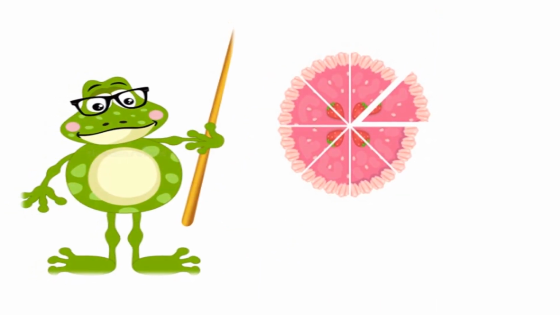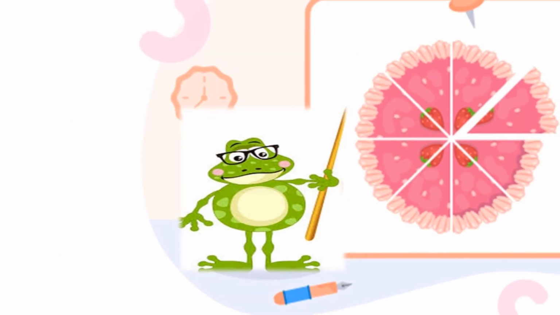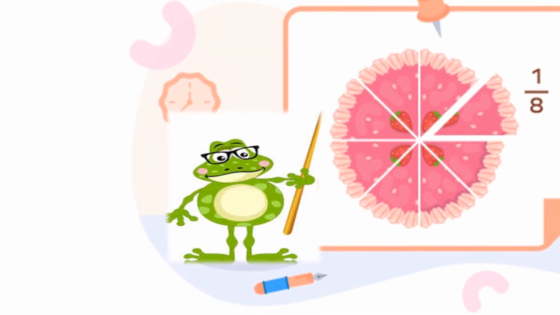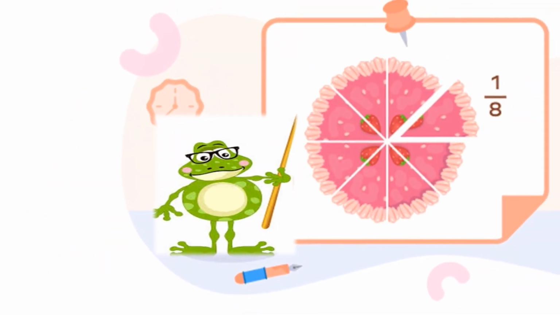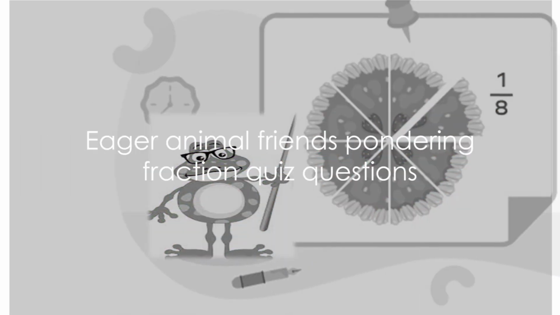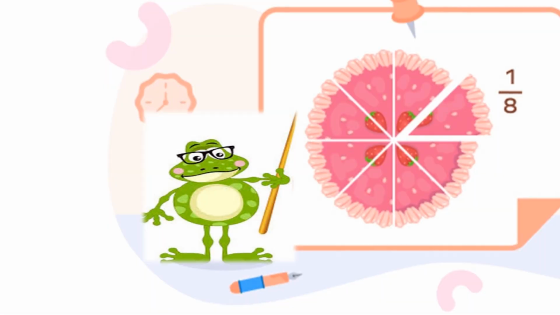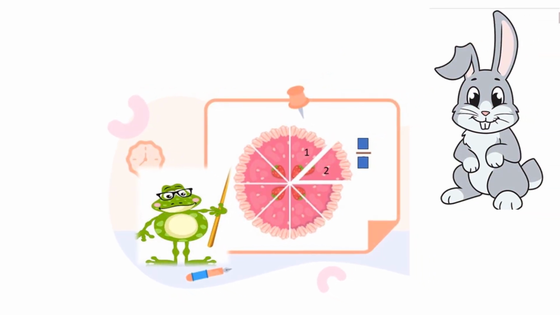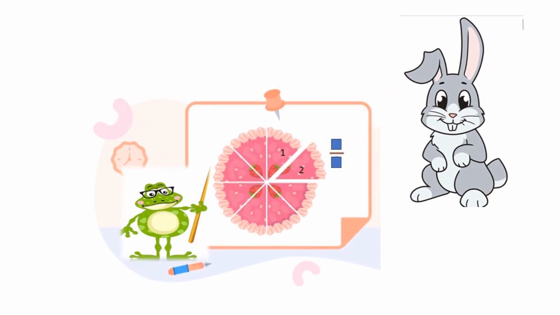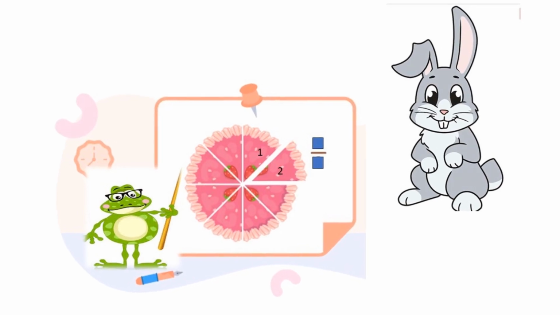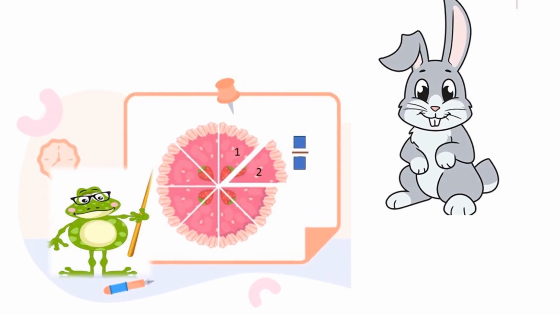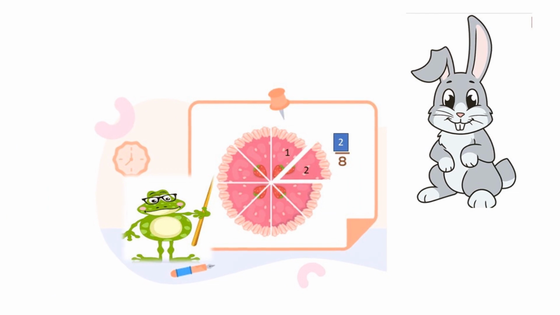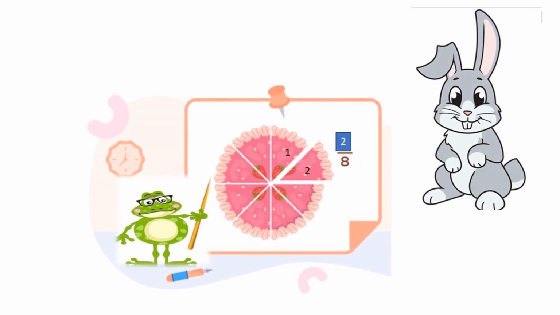His first question is, if we slice this cake into 8 equal parts, what fraction of the cake would each part be? The air is filled with eager whispers as the animals scratch their heads, thinking hard. Next, he draws Bunny with her cute floppy ears and fluffy tail next to the cake. Professor Froggy then asks, if Bunny, with her big appetite, eats 2 out of the 8 parts, what fraction of the cake has Bunny eaten?